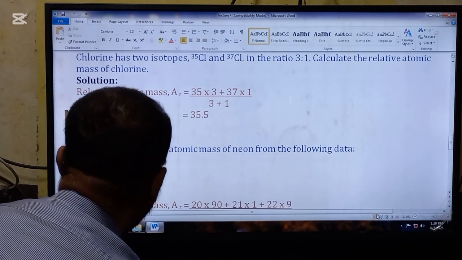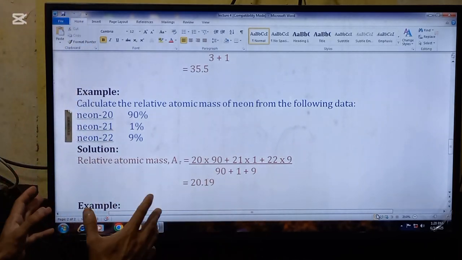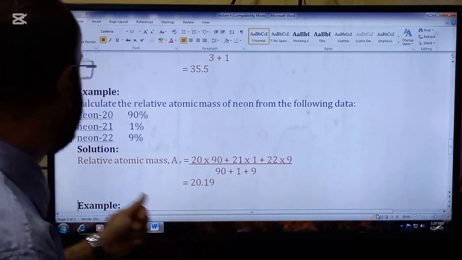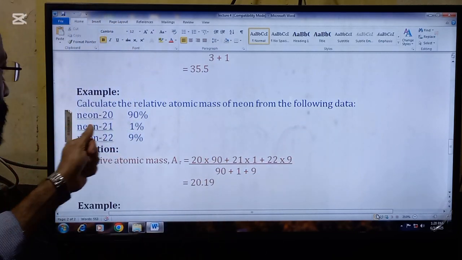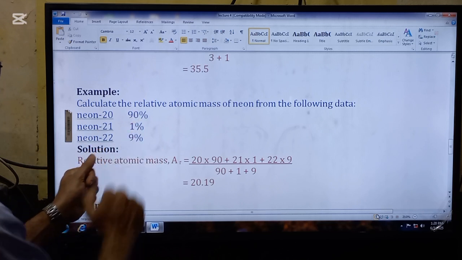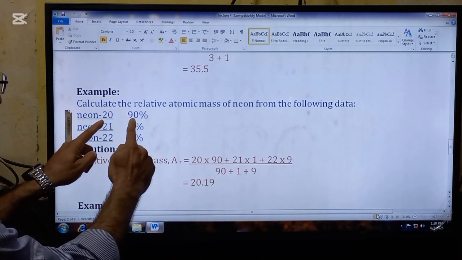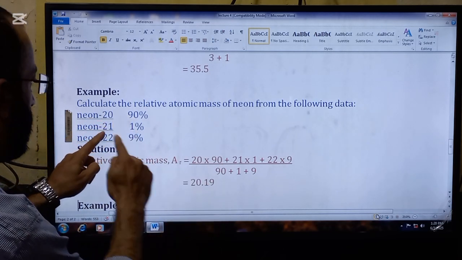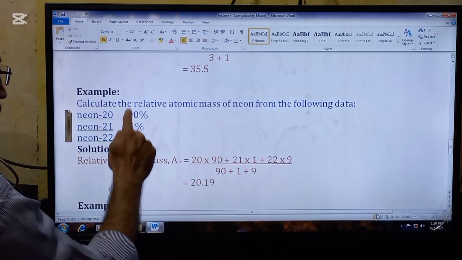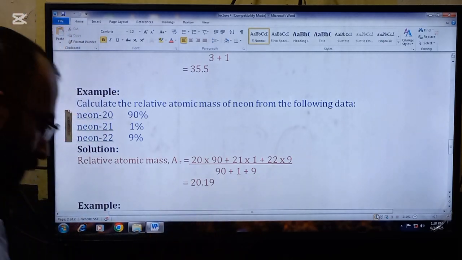Look here, here is another example of somewhat different form, but the main idea will be the same. Calculate the relative atomic mass of the neon from the following data. Neon has three isotopes, that is neon 20, neon 21, neon 22, and their percentages are given. So look now, this 20 will be multiplied by this number, so 20 into 90 plus 21 into 1 plus 22 into 9, and these percentages will be added in the denominator. Solve it on the calculator, you will get the answer.